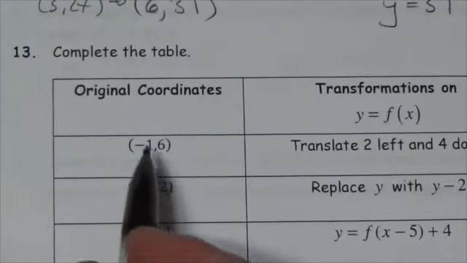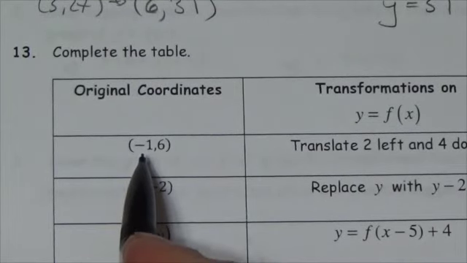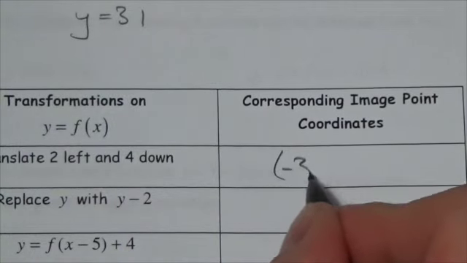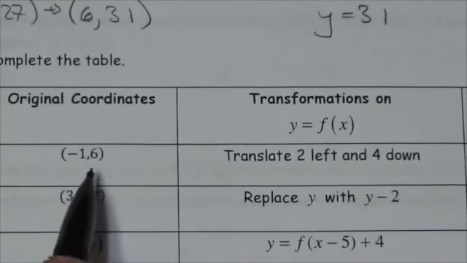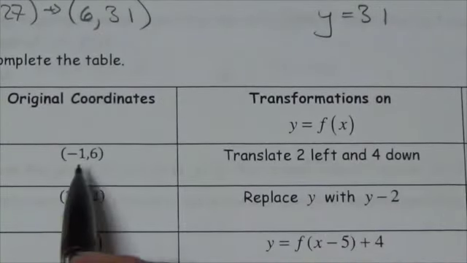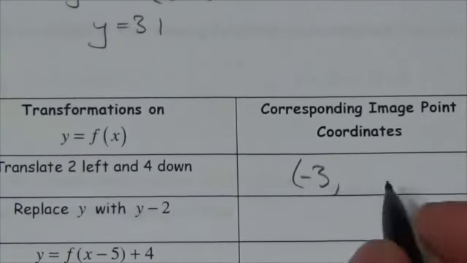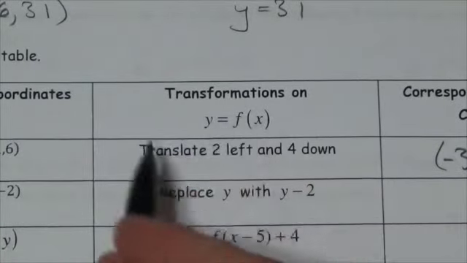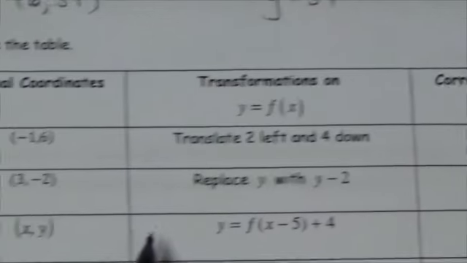Well, let's just think about this. What is 2 to the left of negative 1? Well, 2 to the left of negative 1 is negative 1 minus 2, or negative 3. And then I've got 6 here, and I want 4 down. So 6 minus 4 is 2. So there's your image point. So this is one way of doing it, just describing the transformation.